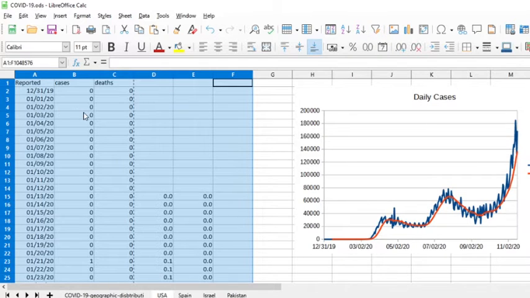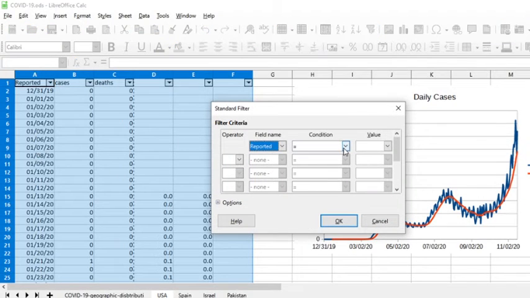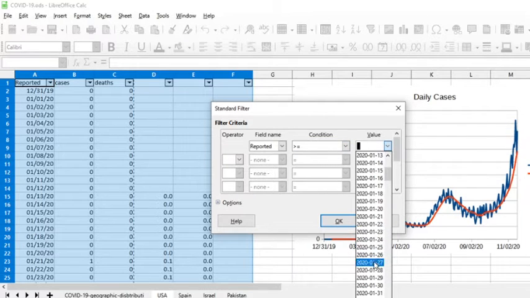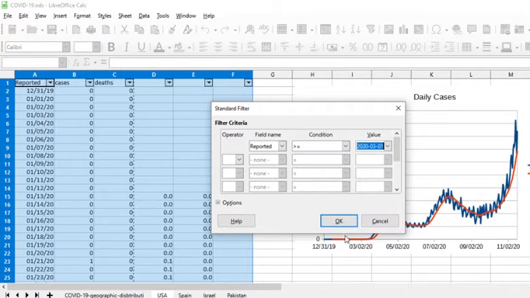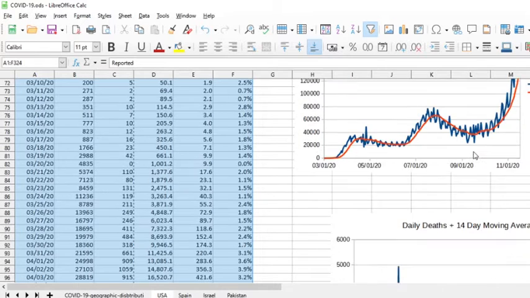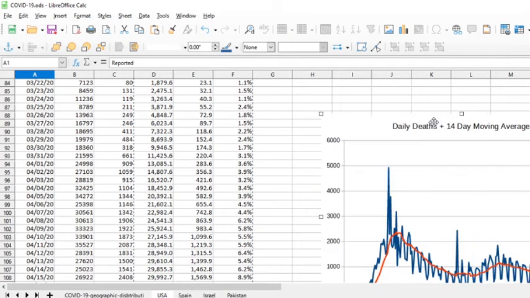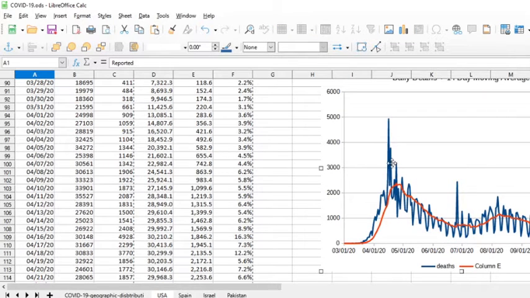Let's begin with the date. Reported greater than or equal to 3-1. Okay. So you can see we definitely got the trend up here in terms of cases. Okay. Now if we come down, we had this huge spike.